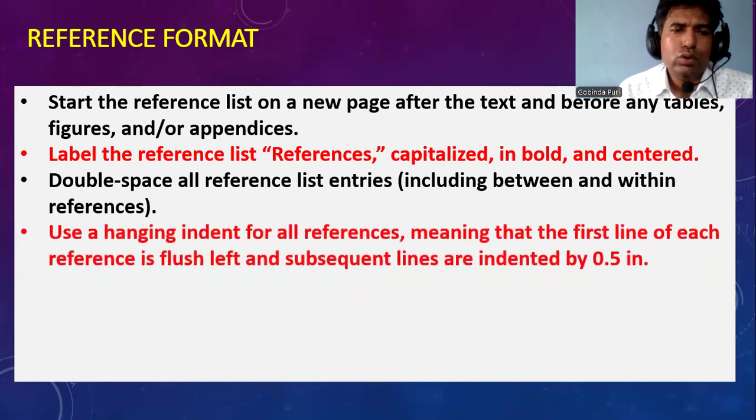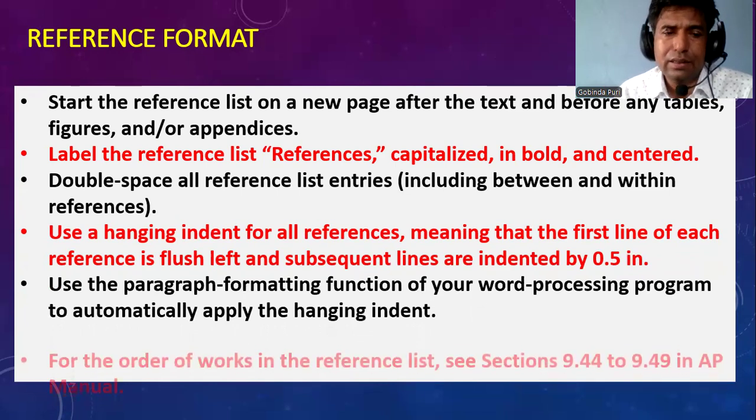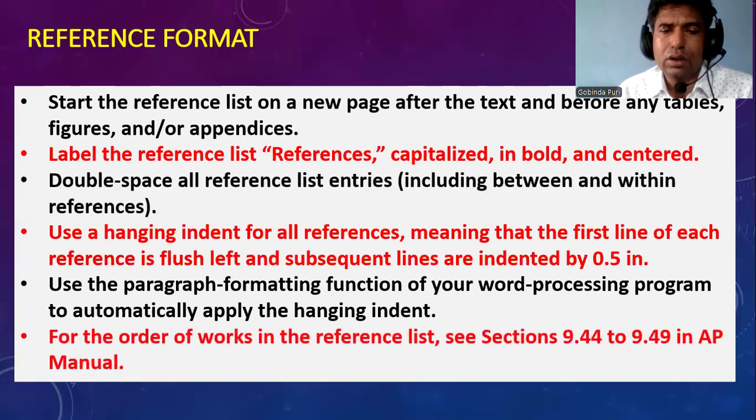Also, use a hanging indent for all references. Hanging means that the first line of each reference is flush left and subsequent lines are indented by 0.5 inch. Use the paragraph formatting function of your word processing program to automatically apply the hanging indent. And for the order of works in the reference list, you can see 9.44 to 9.49 in the APA manual.